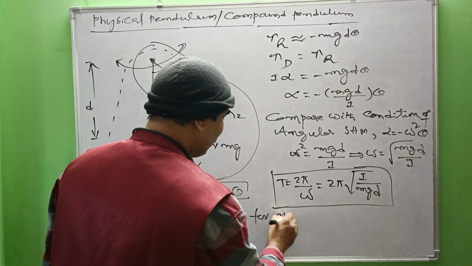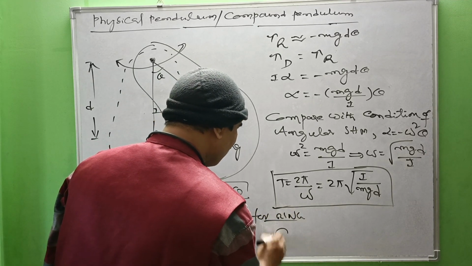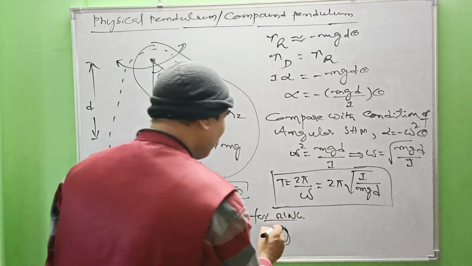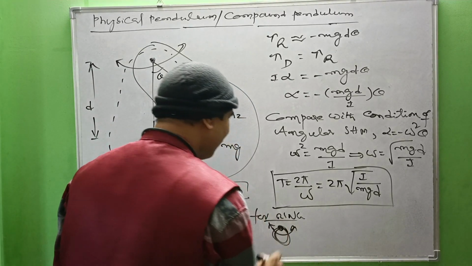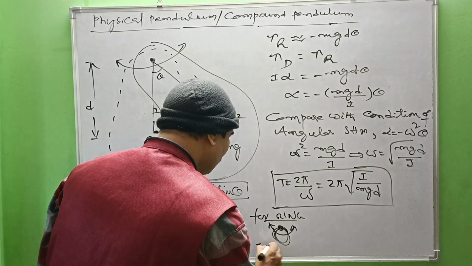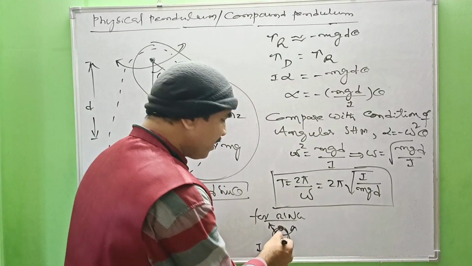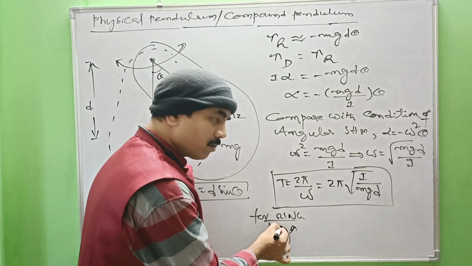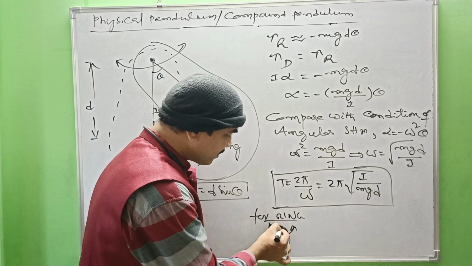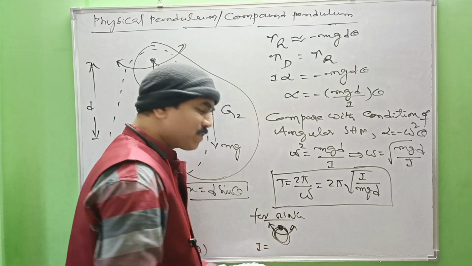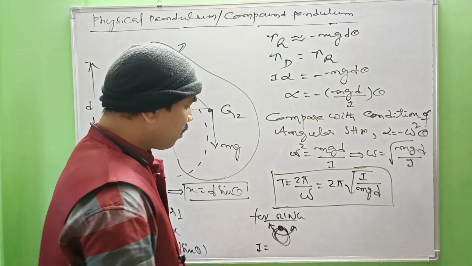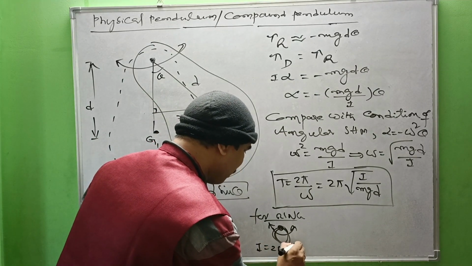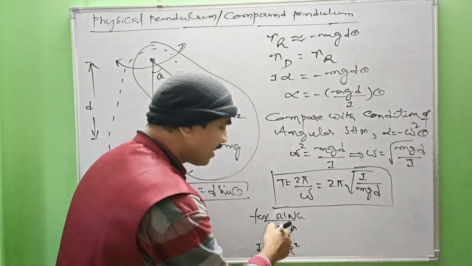If I take a ring, that is, the ring is hinged about this point and is going to oscillate about the hinged point. Now what is the expression for I when a ring is made to oscillate about a normal axis passing through one end? Here the ring is hinged at this position. I equals 2mr square, where m is the mass of the ring and r is the radius of the ring.